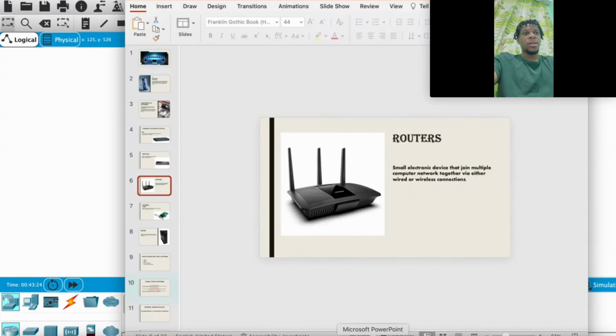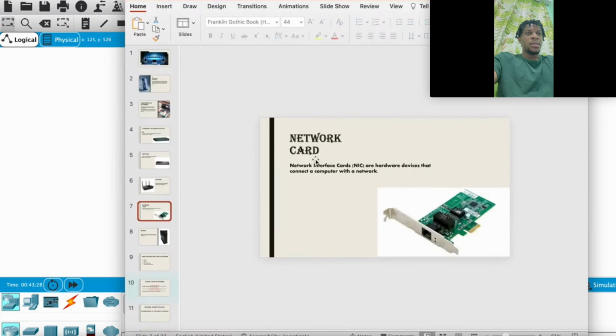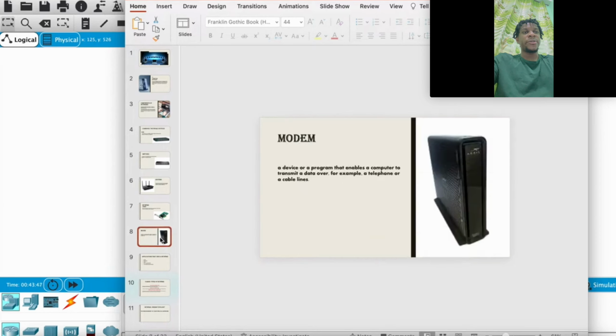Then network card. The network card is a network interface card. NICs are hardware devices that connect a computer with a network. That's the definition of the network card.